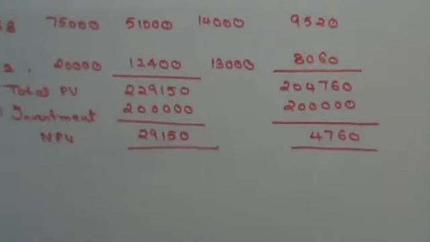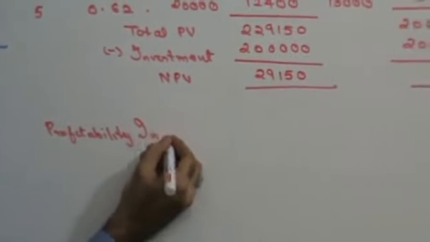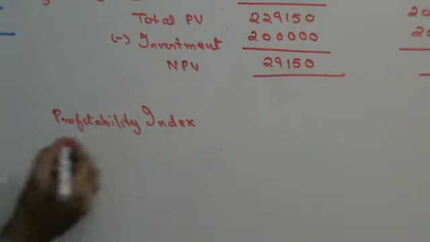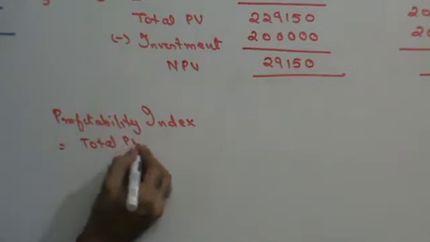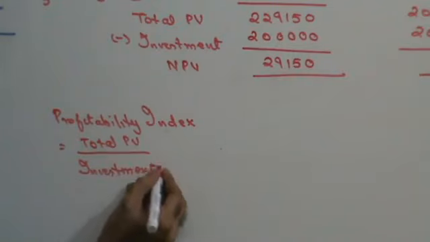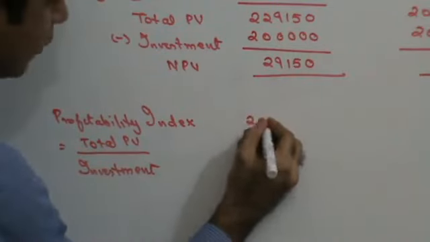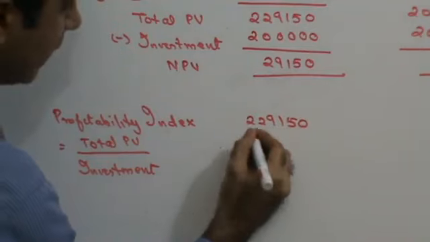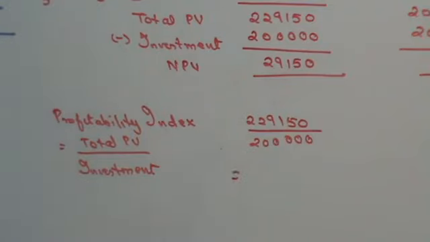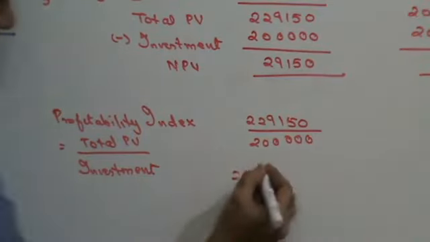Guys, in this sum they could have asked you another thing. They could ask you the profitability index. The profitability index is nothing but total PV upon investment, total present value divided by investment. Right? In the case of project X, it will be 2,29,150 divided by 2 lakhs. So when you divide this, you will get the answer as 1.146.